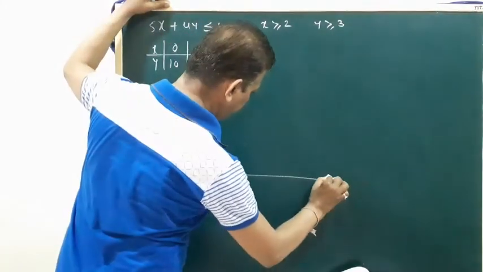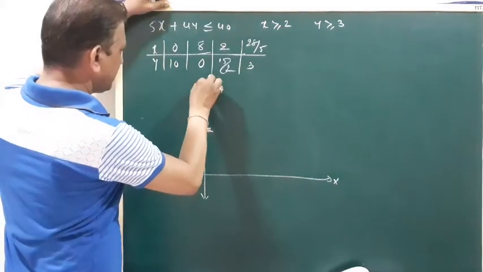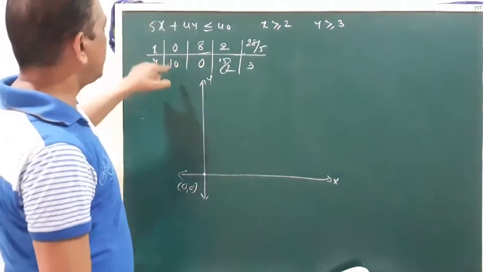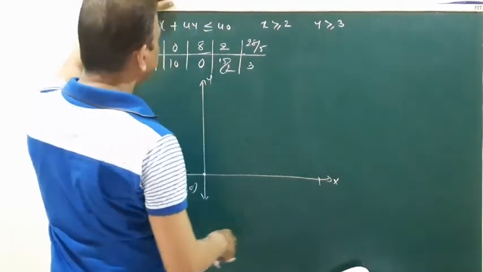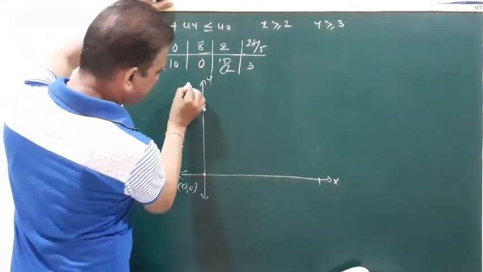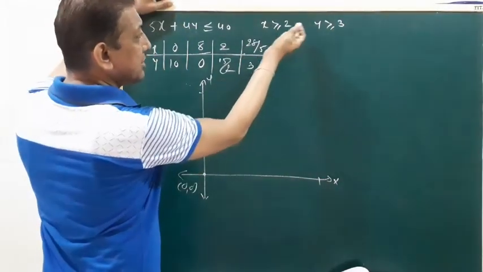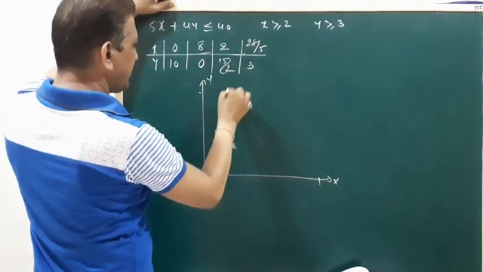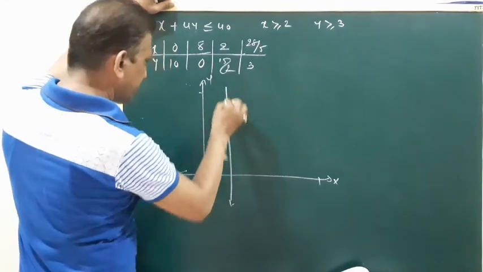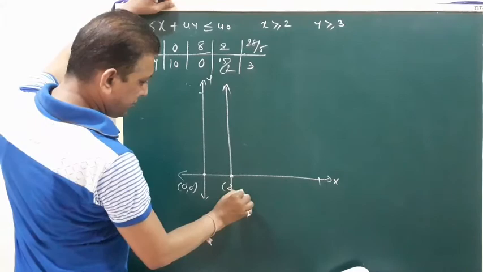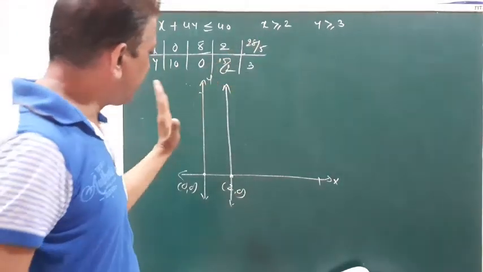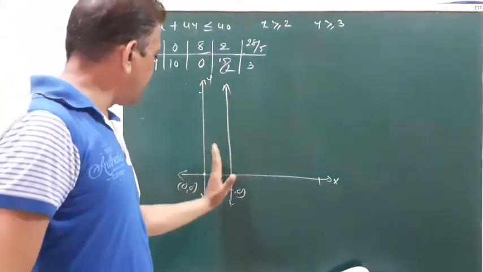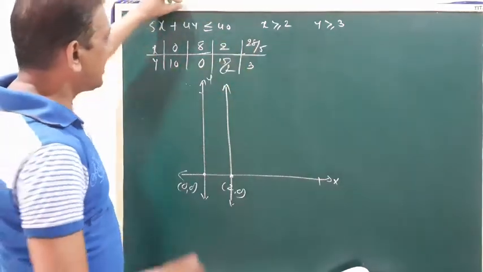Now look. X axis, y axis, intersection point origin. 8, 0 is here and 0, 10 is here. So first we draw this graph. You can draw the first one, second one, or last one also. Suppose given x greater than or equal to 2, right? Look here, 2, 0. So x is greater than or equal to 2 means the right side of this portion. Now the left side is cancelled. Okay. Now y greater than or equal to 3.